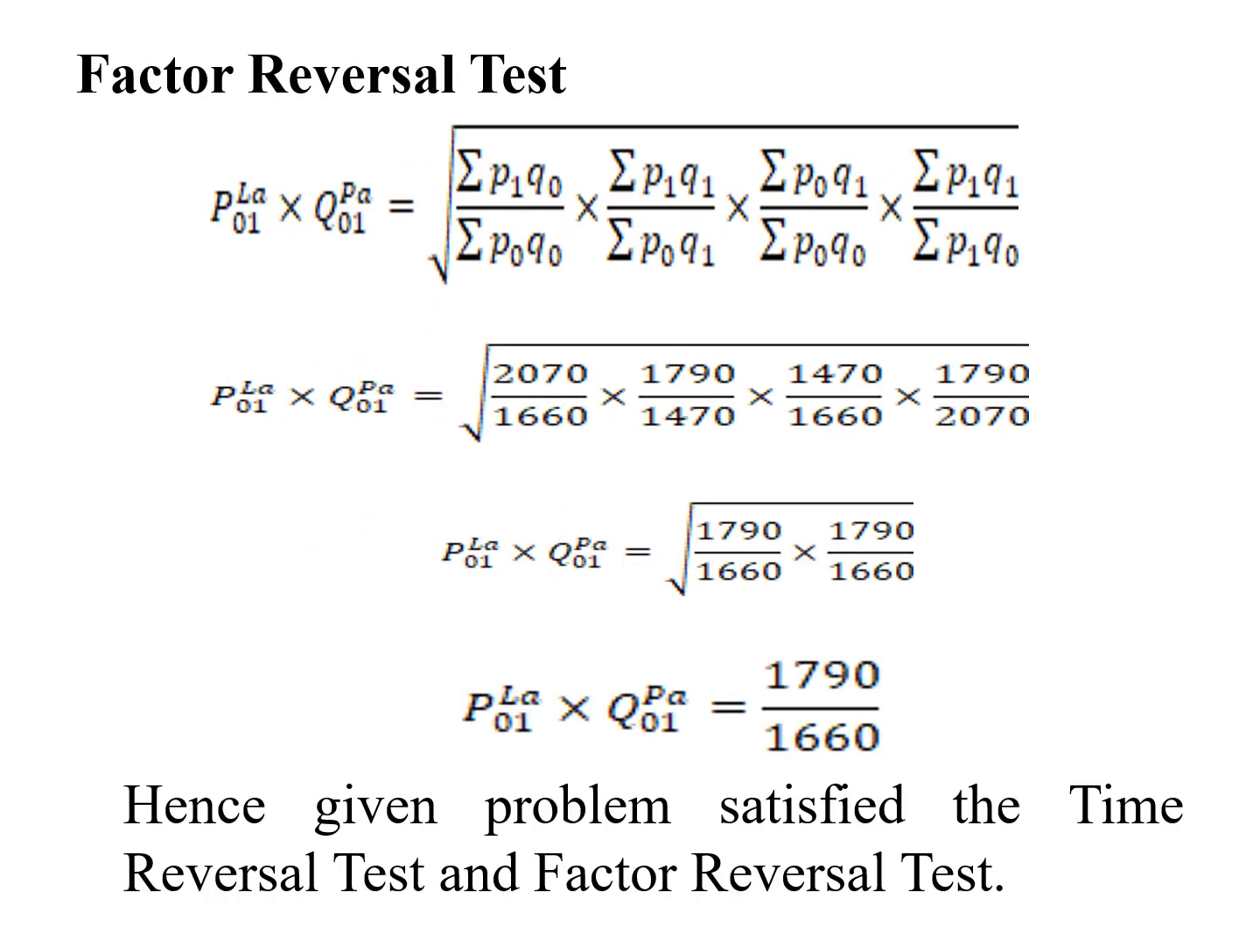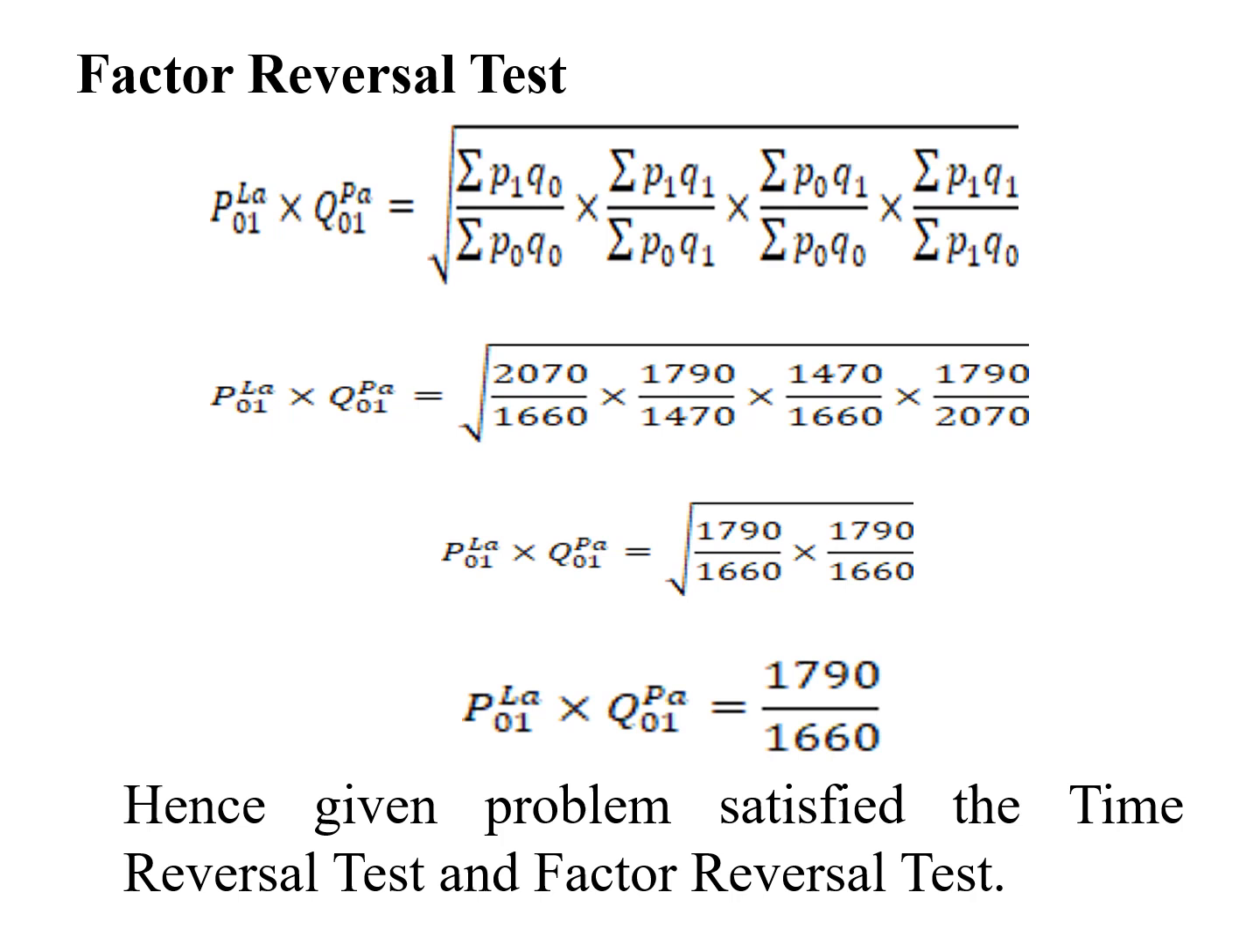Next we will see the factor reversal test. So this is the formula for the factor reversal test. Sum of P1 Q naught divided by sum of P naught Q naught, into sum of P1 Q1 divided by sum of P naught Q1, into sum of P naught Q1 divided by sum of P naught Q naught, into sum of P1 Q1 divided by sum of P1 Q naught. So substitute these values in this formula: 2070 divided by 1660, into 1790 divided by 1470, into 1470 divided by 1660, into 1790 divided by 2070.